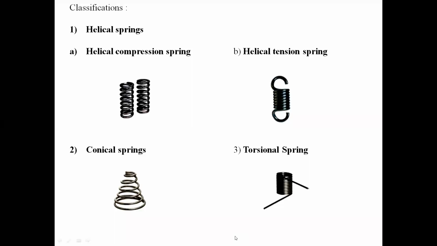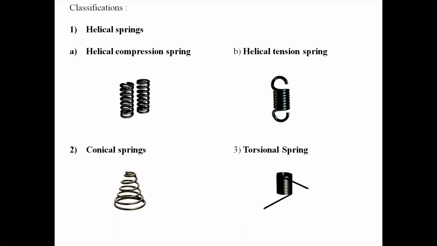Okay, let it be. Now, here in the classification, you can find different kinds of spring on the screen. Classification, helical spring. The helical spring basically has two types: helical compression spring and helical tension spring. Where can you find these kinds of spring?